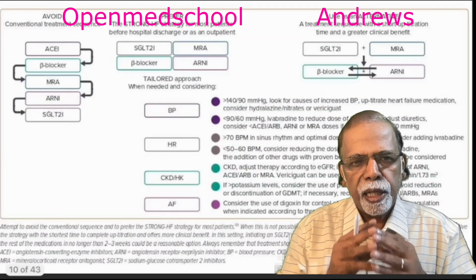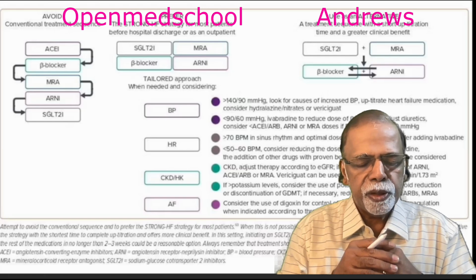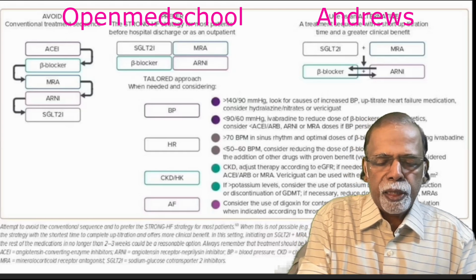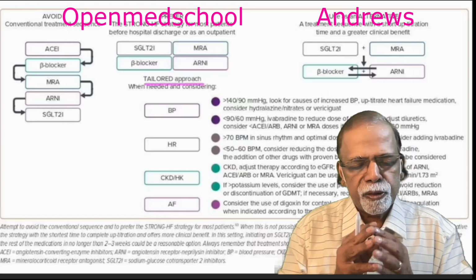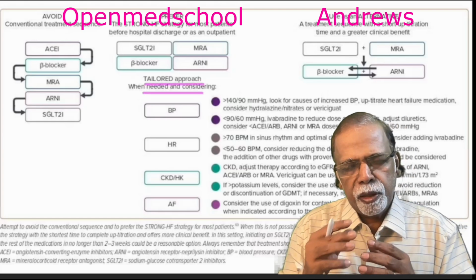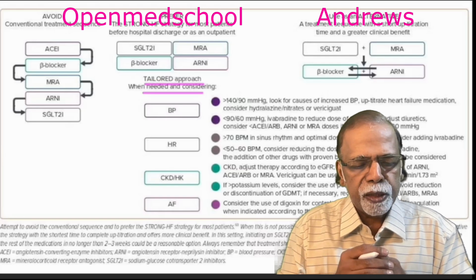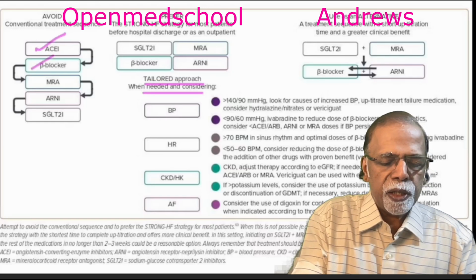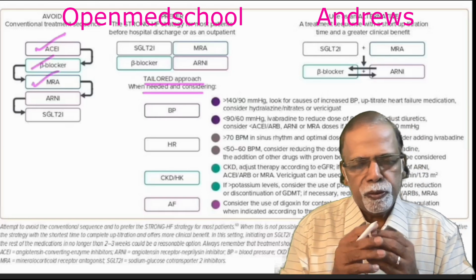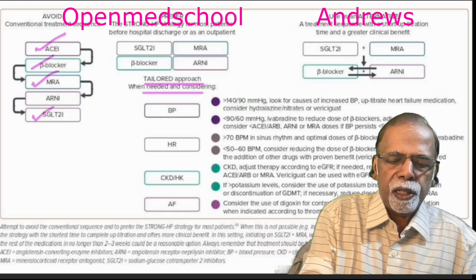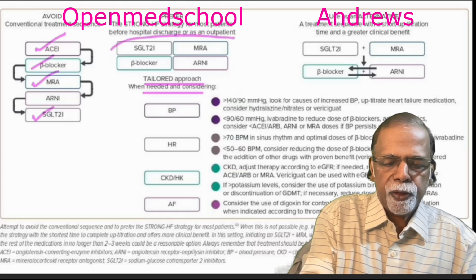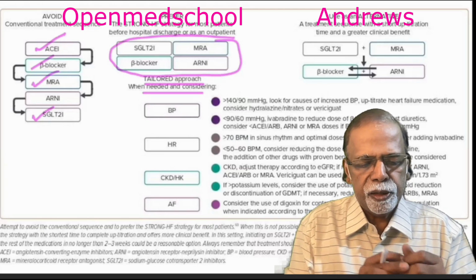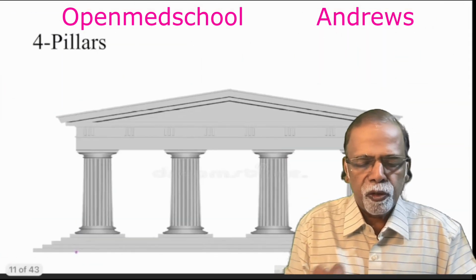So this is the guideline directed medical therapy, GDMT. The sequential therapy has been changed over to a tailored approach depending upon the patient's problems and characteristics. The four pillars are the ACE inhibitors, beta blockers, mineralocorticoid receptor antagonist, and SGLT2 inhibitors. These are the four major pillars of management of heart failure. How to start treatment etc. will be discussed at the end. So these are the four pillars.